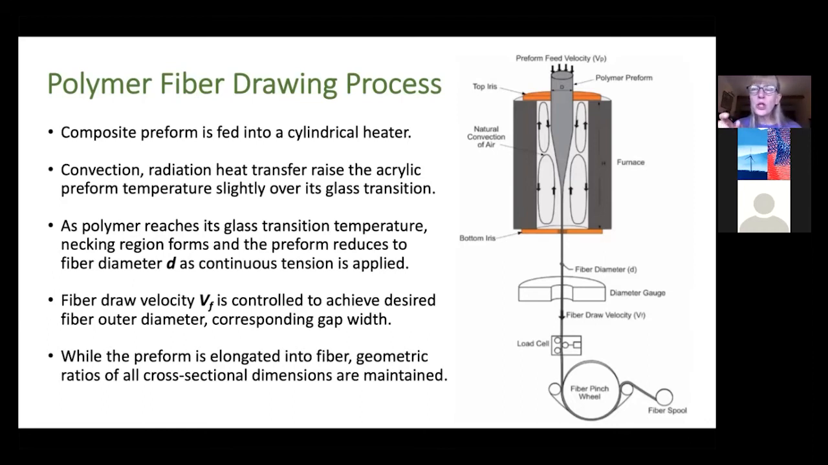So if the ratio of the rod diameter to the outer diameter is half, then that's what it's going to be in the fiber. And so you can scale down as you scale the preform diameter capital D down to the fiber diameter small d. You can scale every dimension in this preform, scale it down by the same factor in the final fiber. So here you're just seeing the process as the fiber is taken up on the fiber spool.